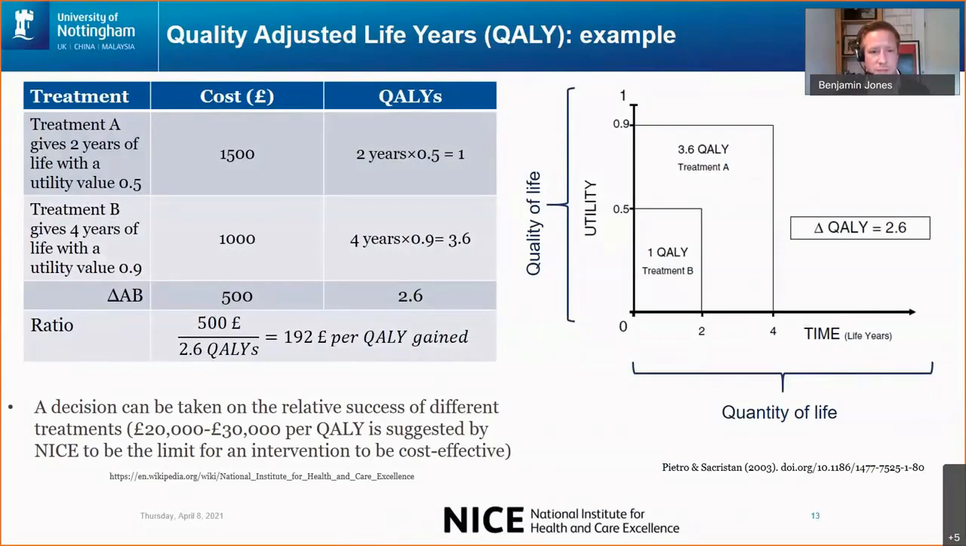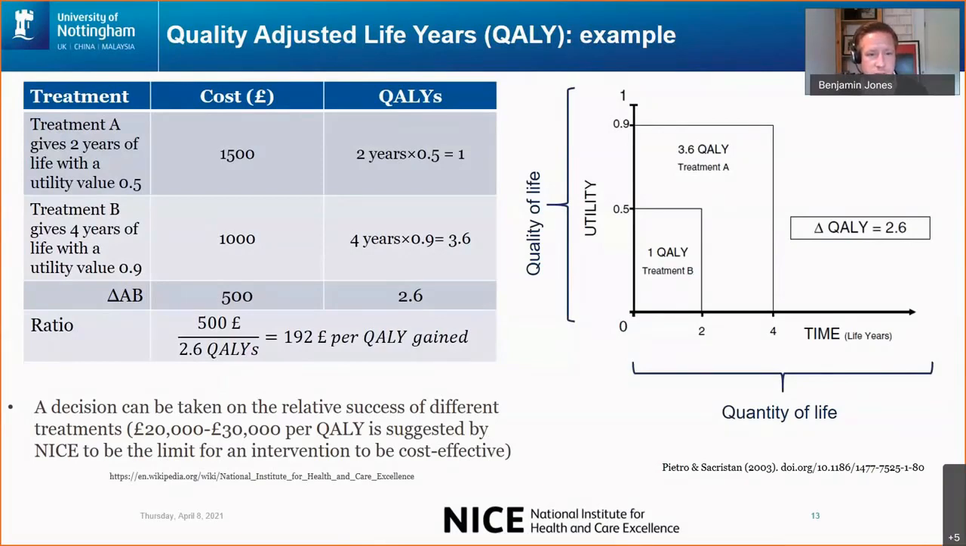Just going to make a quick adjustment to my slide. So a decision can be taken then on the relative success of different treatments. Here the difference between the cost is £500 and the difference between the QALYs is 2.6. So here the ratio is £192 per QALY gained. Now that's actually quite cheap.